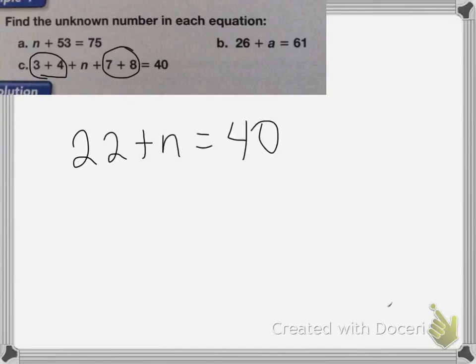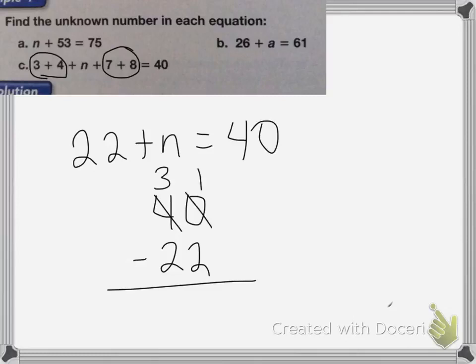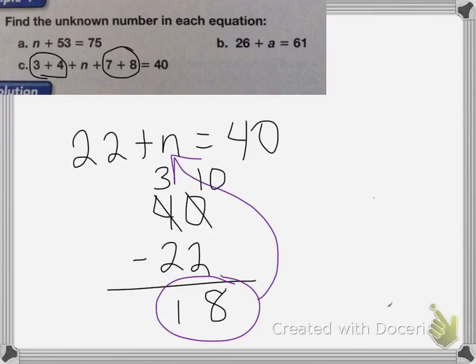Again, we're going to subtract to find that missing number. So 40 minus 22. Okay, borrow from the 4. 4 becomes a 3. 0 becomes a 10. 10 minus 2 is 8. 3 minus 2 is 1. And again, to double check that, I would just put my answer up into my missing number.